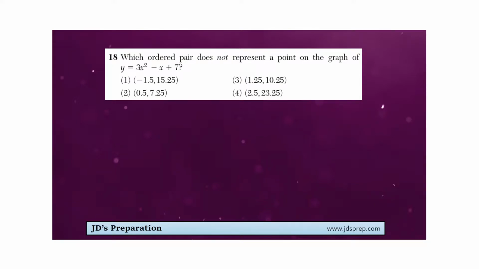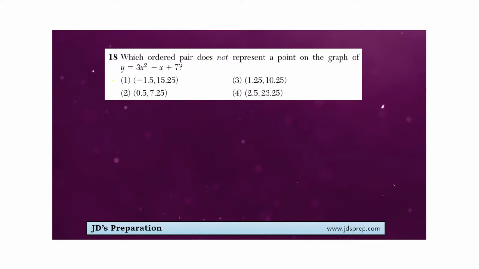So there are a couple different strategies you can use for a question like this, where you're trying to find out whether or not an ordered pair is a point on a given graph or equation. One method I like to use is replacing the x and y values with the points that you're given.